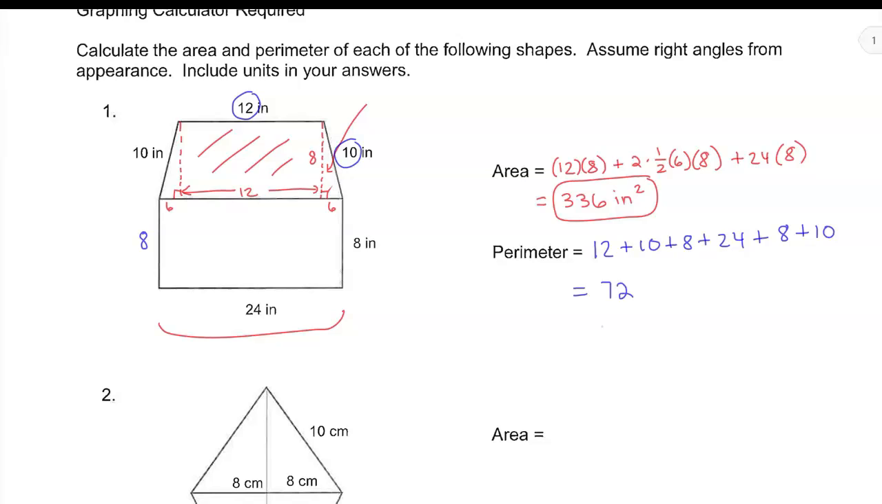Now the units for perimeter are linear. You're just finding the length of segments or the length of lines. That's why the word linear is used. And so we just need a linear unit of inches to label our answer.